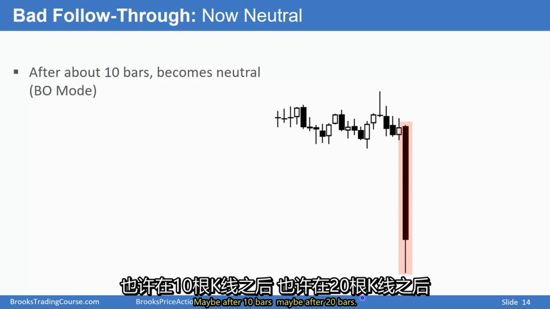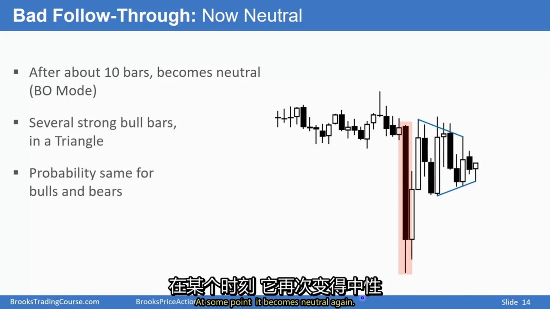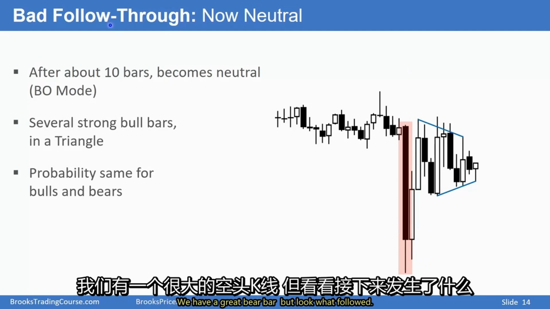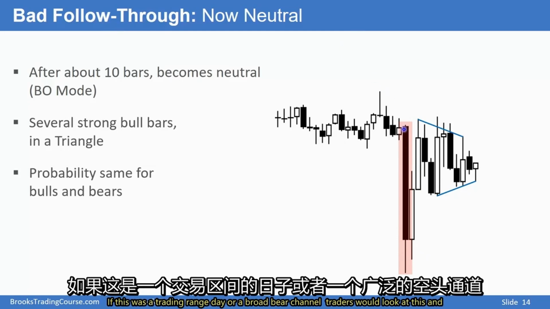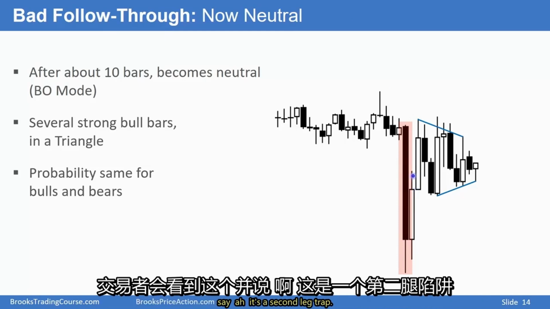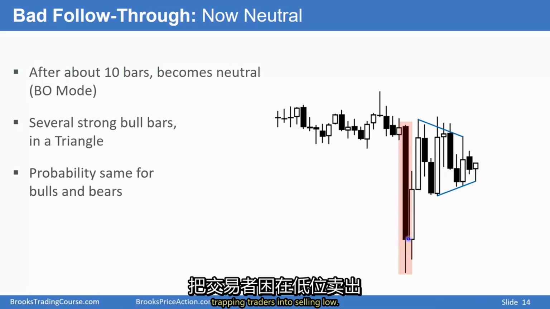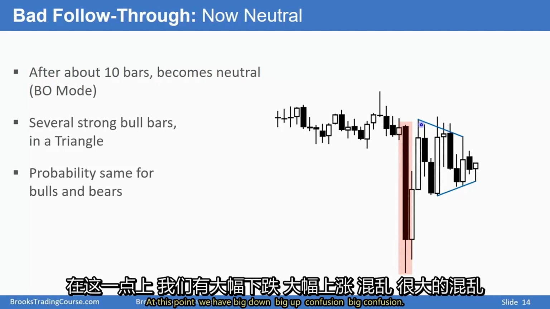Maybe after 10 bars, maybe after 20 bars. At some point, it becomes neutral again. Look at this. We have a great bear bar, but look what followed. If this was a trading range day or a broad bear channel, traders would look at this and say, it's a second leg trap. I'm going to buy above the high of this big bull bar, betting that this is just a trap, trapping traders into selling low. At this point, we have big down, big up, confusion, big confusion.